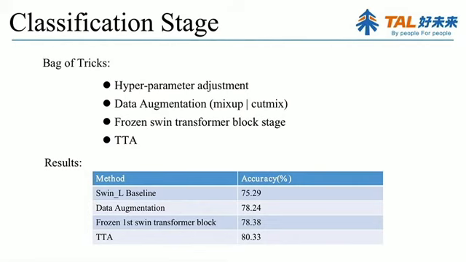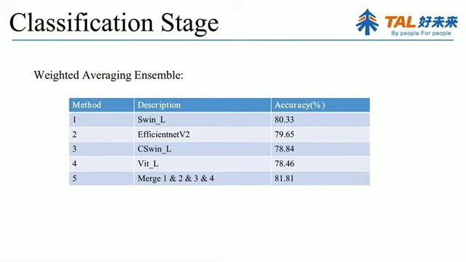The accuracy of our baseline is 75.29%, and the final accuracy is 80.33% after the optimization of a single model. The ensemble method of classification we used is weighted averaging. We integrated 4 models, including Swin Large, EfficientNet V2, C-Swin Large, and ViT Large. The final accuracy of classification is 81.81% after ensemble.